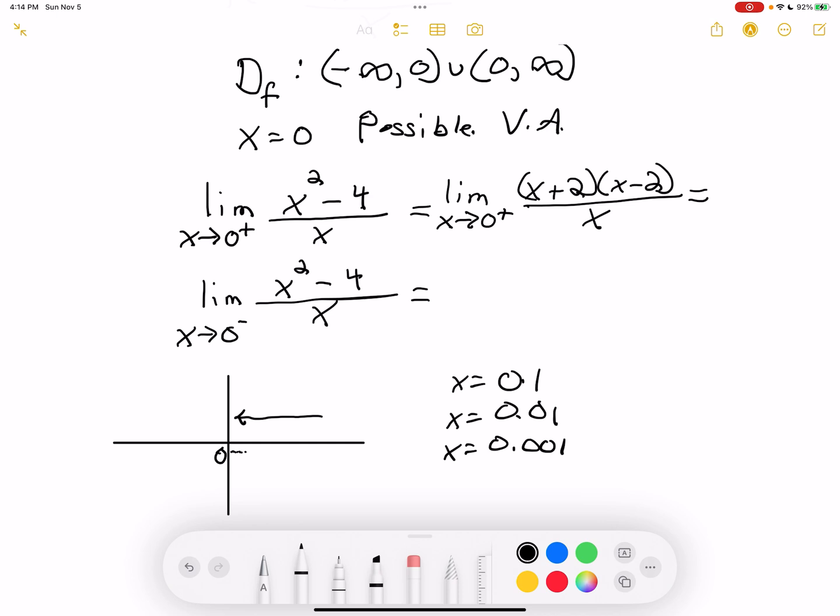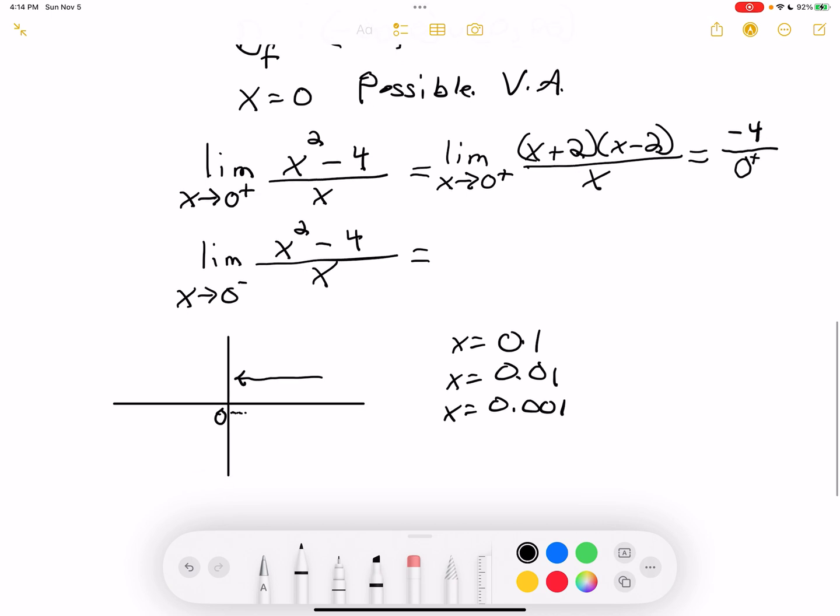When we do that, it looks like we're going to be getting -4 up top, and the bottom looks like we're going to be putting very, very small positive numbers. And I like to write it as basically 0, but small positive infinitesimal numbers like 0.01, 0.001, 0.00001, while the top, that -4, is staying a constant. What happens when you divide a negative constant by very small positive numbers?